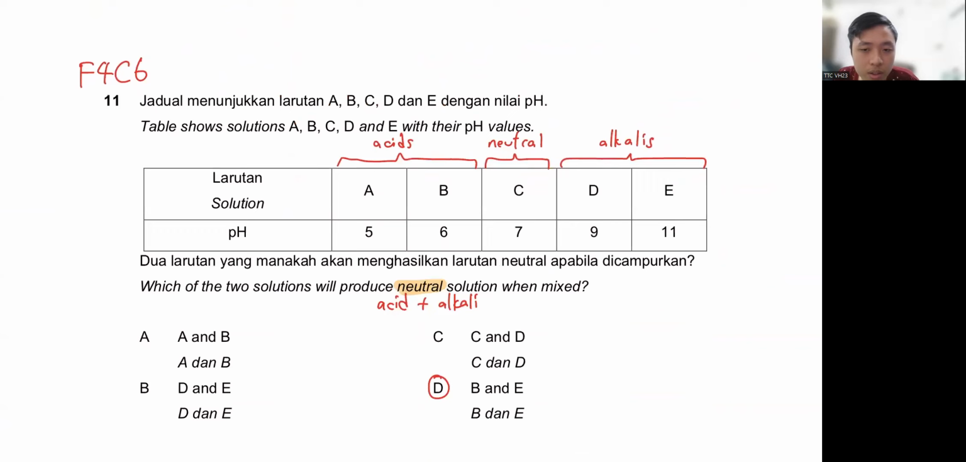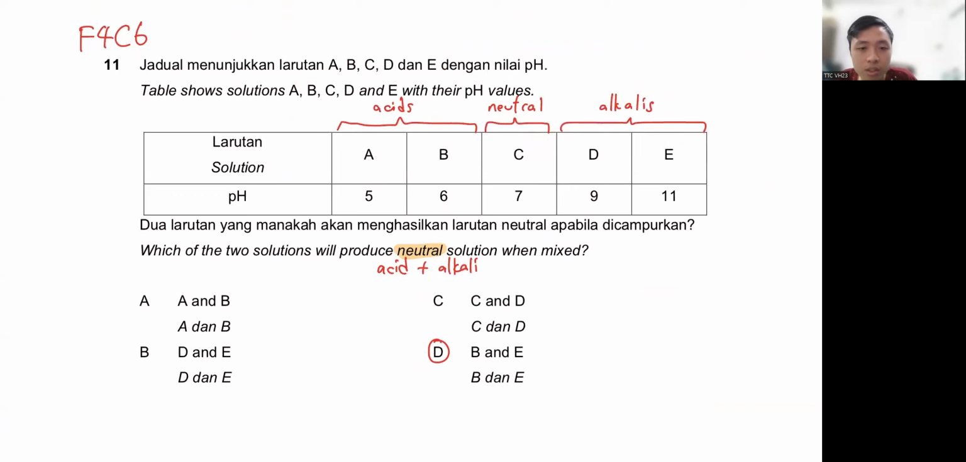Question 11 is actually homework chapter 6. This is actually long key. Very simple. Which of the two solutions will produce neutral when they mix? So means what added what become neutral. So of course neutral is acid plus alkali. Remember, acid plus alkali becomes salt and water.